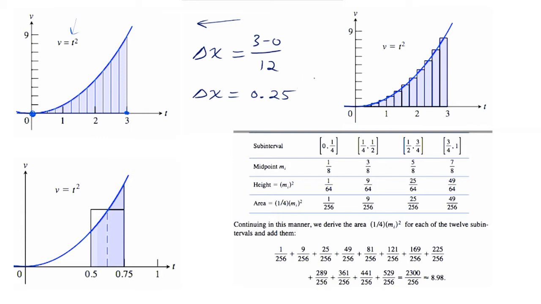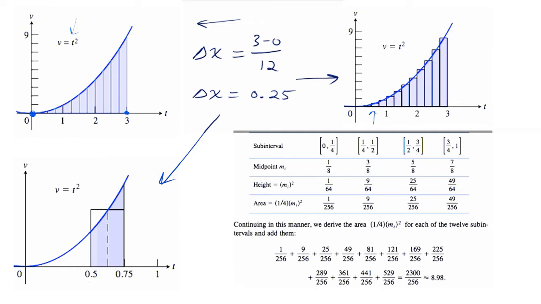Now let's switch over to the right side diagram. There we've taken our area and we've divided it up into 12 equal rectangles where the width of each rectangle is 0.25. Now, how do I figure out how tall each rectangle would be? So again, we've zoomed in on a particular interval. In this diagram, we've zoomed in on the 0.5 to 0.75 interval. And as you can see, there are 3 ways of obtaining a rectangle height.